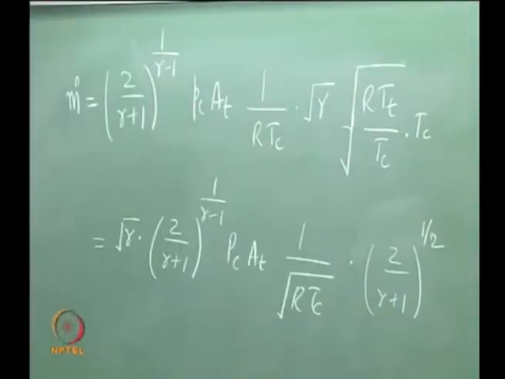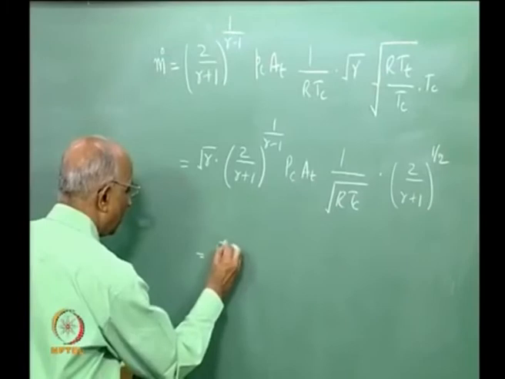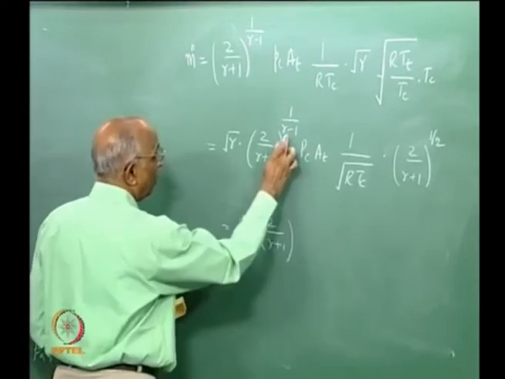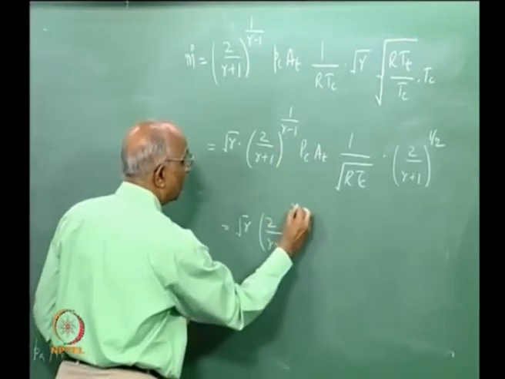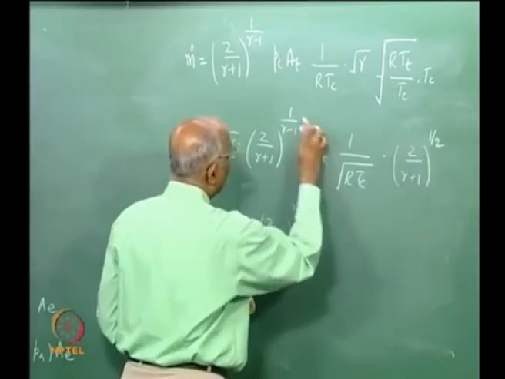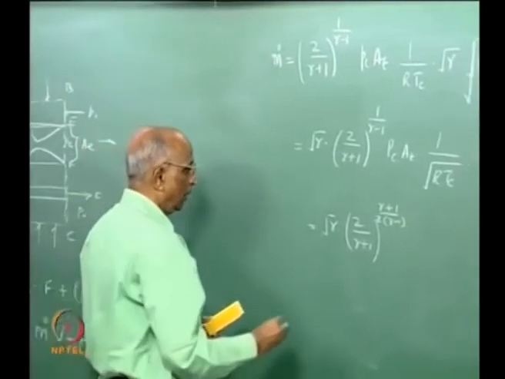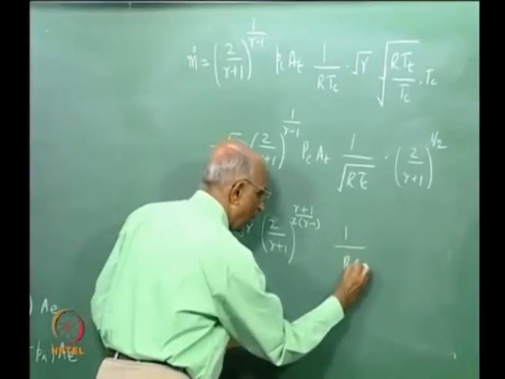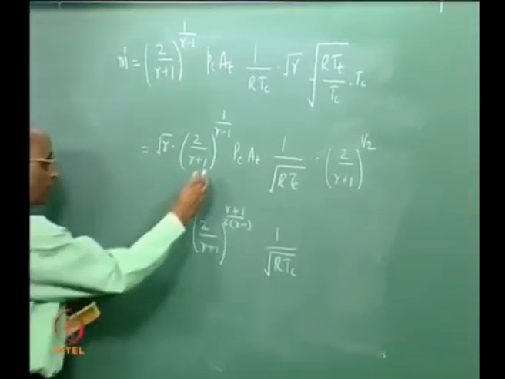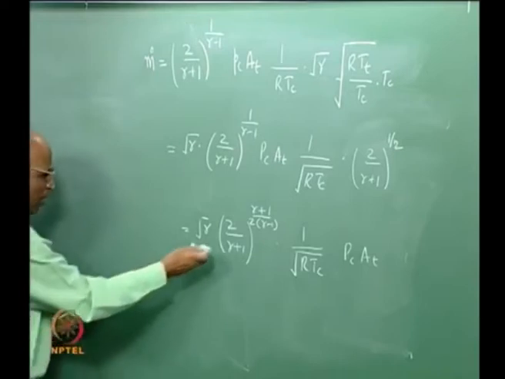TT by TC is 2 over gamma plus 1 and it was under root, and now I want to combine the whole thing. This is equal to under root gamma into 2 over gamma plus 1 to the power 1 over gamma minus 1 plus half, this is equal to gamma plus 1 divided by 2 into gamma minus 1, into 1 over RTC under root is what I get into PC AT, and this is all a function of gamma.